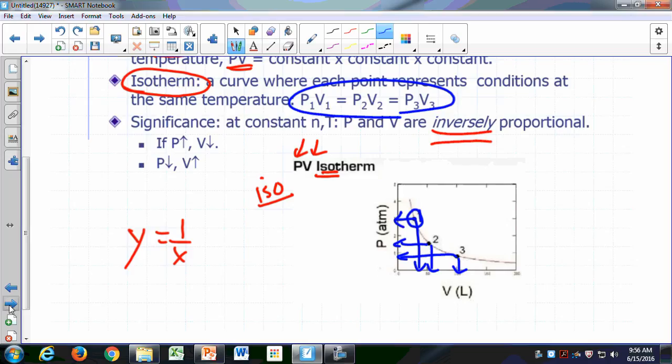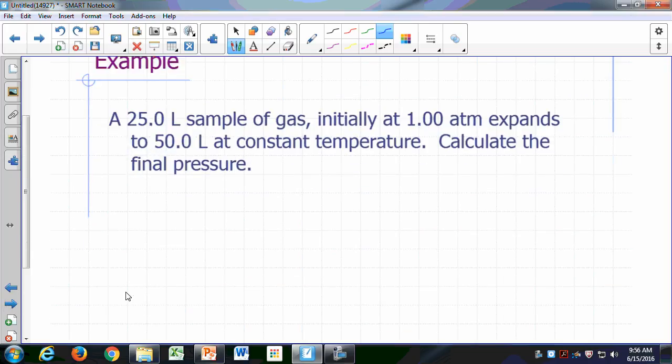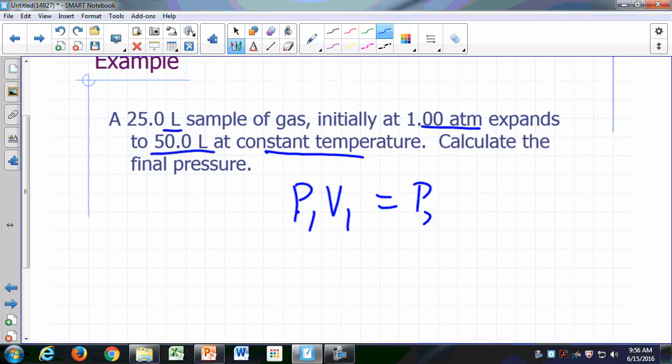So let's take a look at an example illustrating Boyle's law. Let's say you have a 25-liter sample of gas, initially at 1 atmosphere, and that gas expands to 50 liters, at the same, constant temperature. Calculate the final pressure. You should recognize this as pressure and volume being related at constant temperature. So you should be able to say right away that P1 V1 must be equal to P2 V2. P1 V1 is the before condition, the pressure and volume before the change occurred. P2 and V2 would be the pressure and volume after the change occurred.